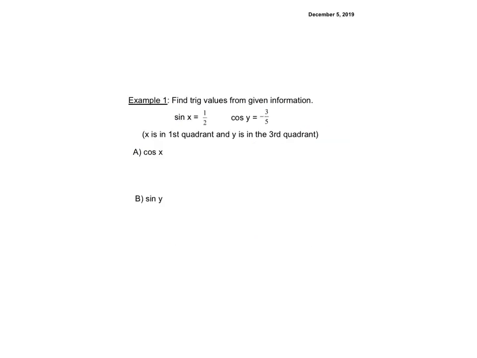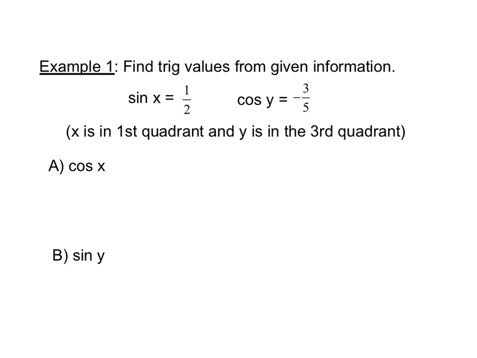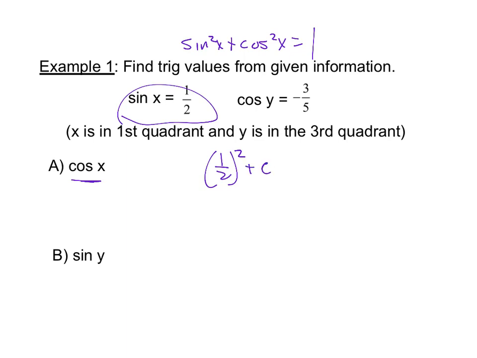So if you look, trig formulas. So if sine is 1/2, again, I'm using sine squared plus cosine squared equals 1 to solve that. And this is stuff from chapter 2. So cosine x, that's going to be just 1/2 squared plus cosine squared x equals 1.